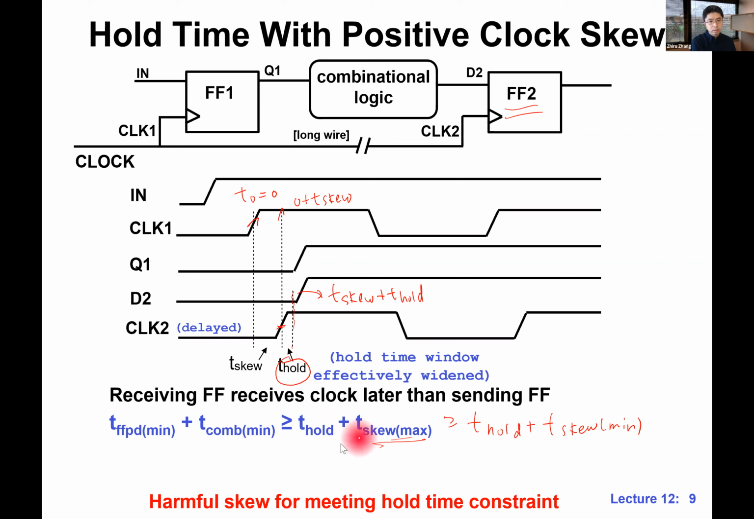So this one, it's really about these two. We need to make sure that the minimum computational delay is no less than T hold plus the skew. If this is too large, then we may not be able to design a circuit to make this inequality hold. That's bad. It's really about two things: the minimum computation delay and the hold time.